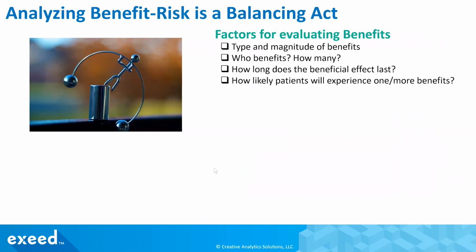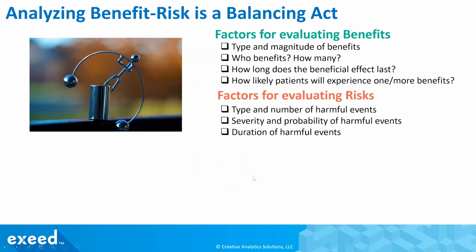So what are the type and magnitude of the benefits? You have to characterize those. Who benefits and how many? Who benefits meaning what's your target population? How many can you reach out of them? How long does the beneficial effect last? Is it temporary or is it long term? And how likely patients will experience one or more benefits. These factors you will consider in overall benefit risk evaluation. Factors for evaluating risks: type and number of harmful events, severity and probability of harmful events.